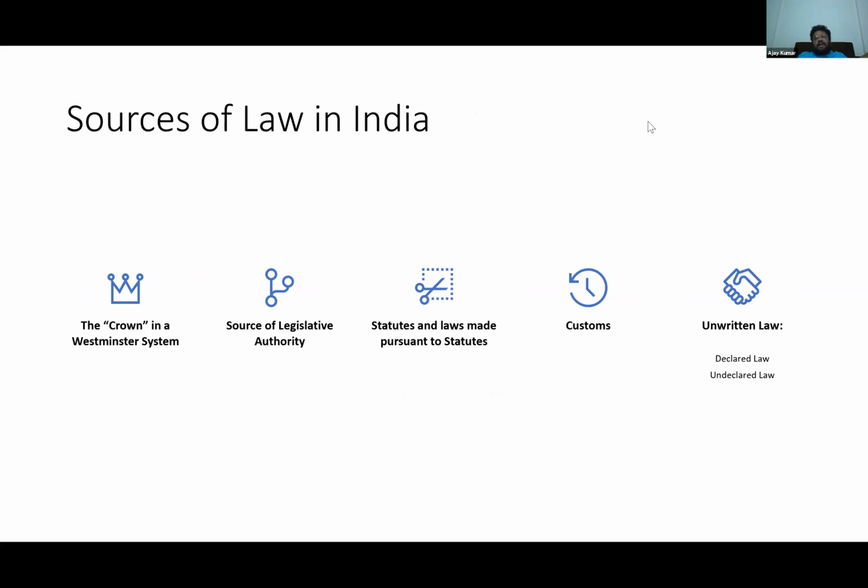Can anyone who's listening tell me what we mean by the crown? I know you all watch the Netflix show, but can anyone tell me what we mean legally when we say crown? Any ideas? Anyone's got it? Feel free to chat, unmute your microphone, and join in.